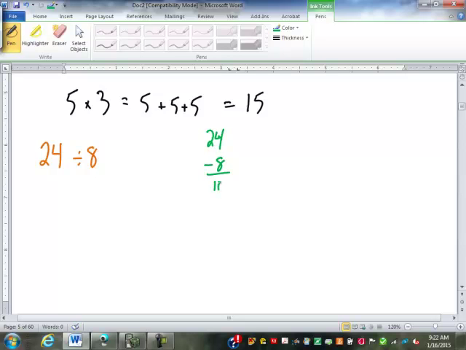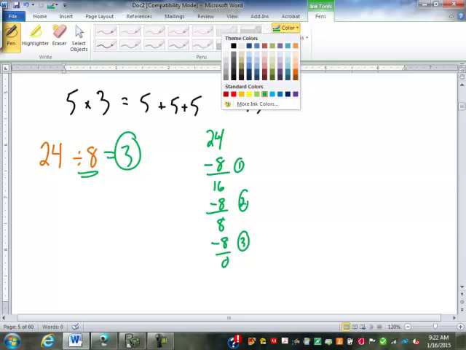24 minus 8 would be 16, that's once. 16 minus 8 would be 8, that's twice. Subtracting 8 again is 0, that is 3 times. 24 divided by 8 is 3, because I can subtract 8 from 24 3 times. In fact, that's actually how we get our remainders and all that as well.